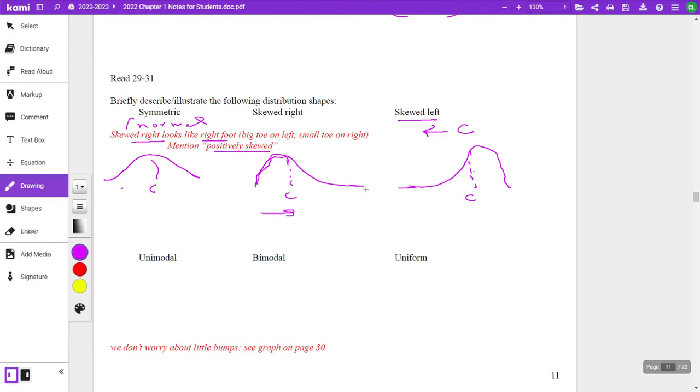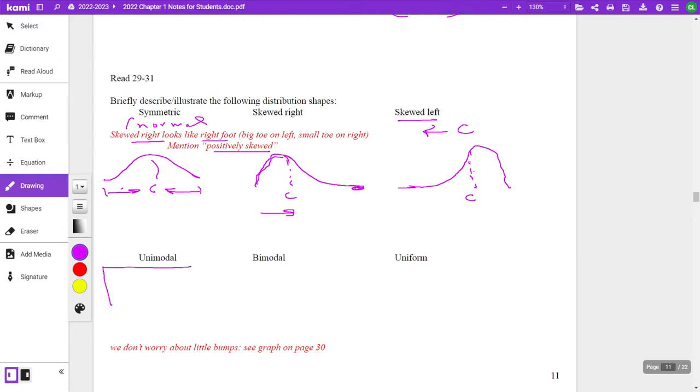Why was it moved right? Because of these data points way out here. This makes the center shift. Notice how the data points are equal on either side, and this is in the center. That's what symmetrical means.